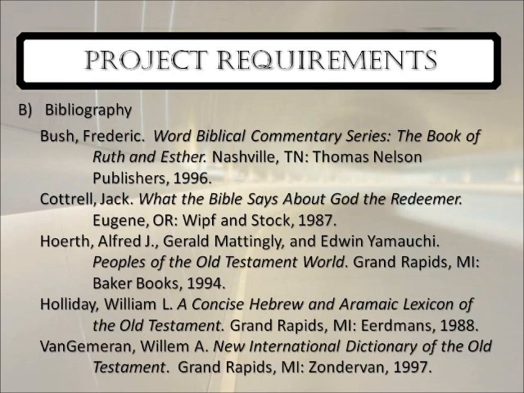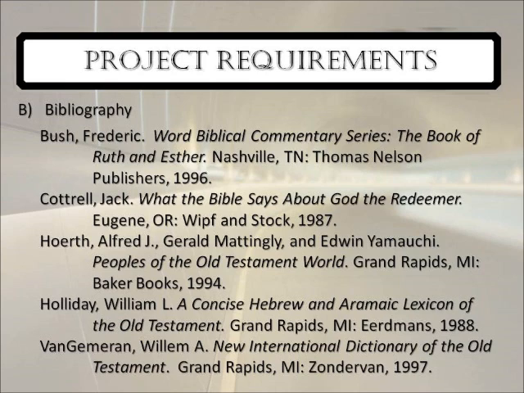So once you've gotten that far, you'll then need to format your bibliography. And the formatting can be a little bit tricky. We're going to be using what's called the Chicago style of formatting. And so for that, here's how you do that. First, you will want to give the author's name of the source you're using. And that name is given with the last name, a comma, and then their first name. So here in this sample, we have Bush, comma, Frederick.